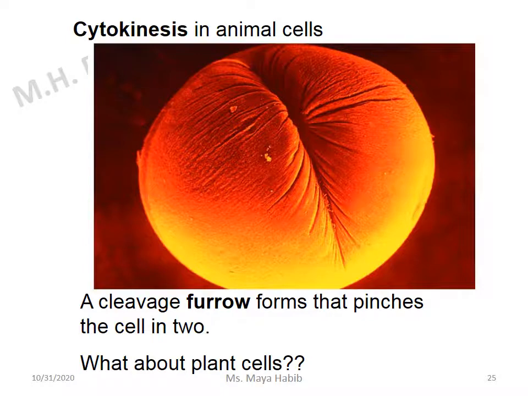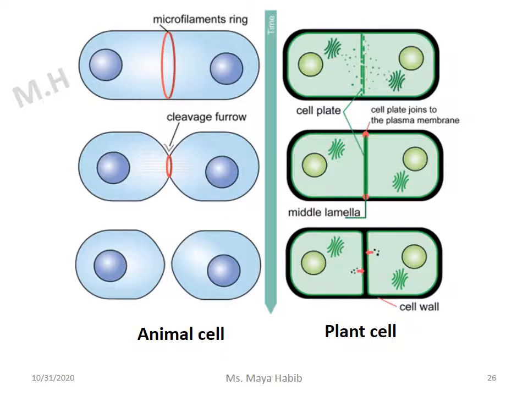But what about plant cells? Is it the same? Actually no. It is not the same. We have seen cytokinesis in animal cells, and it is even much clearer in this figure. You can see the plasma membrane of the parent cell pinches inward along the cell's equator, until 2 daughter cells form. But in plant cells, it is different.